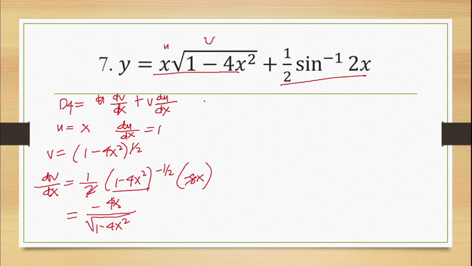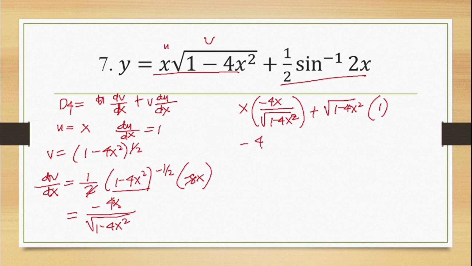Okay, so apply now here in d4. So u here is x times the derivative of v, which is negative 4x over the square root of 1 minus 4x squared, plus v, which is equal to the square root of 1 minus 4x squared, times the derivative of u, which is 1.